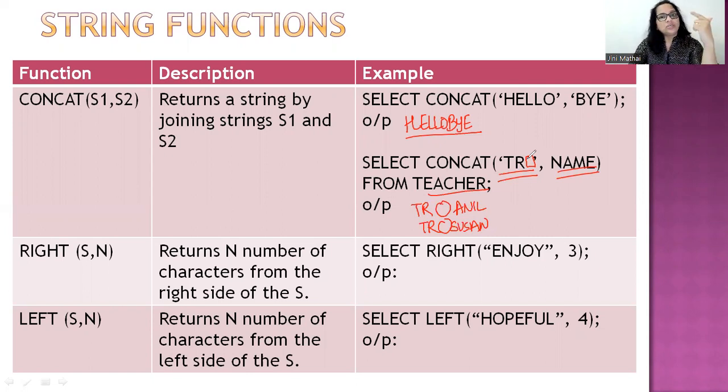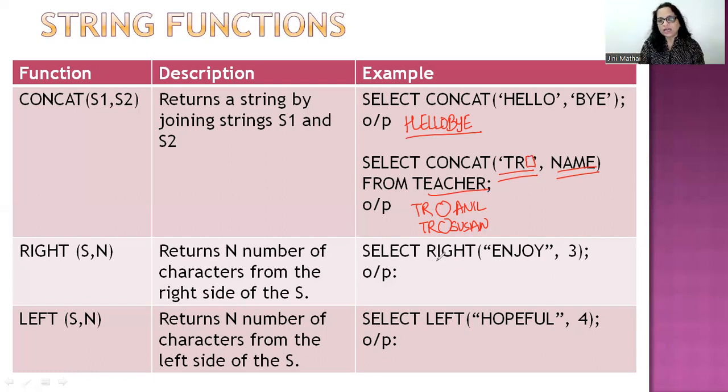Okay. Now coming to the function called right. The length function, the upper function, the lower function only took one string as a parameter in the function. Concat function required two strings to be joined together. Right function requires two parameters, but they are not both strings. S is a string and N is some integer value. What does the right function do? It will extract certain characters, or let me say n characters, from the right side of the string or from the end of the string.